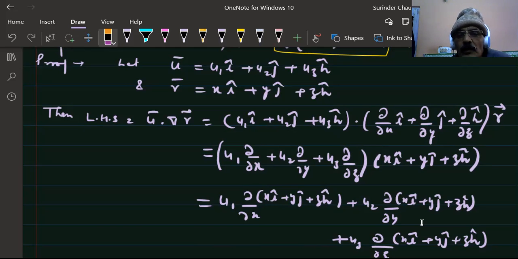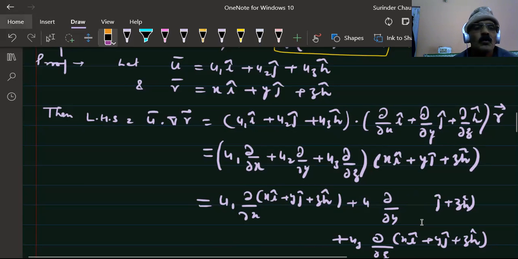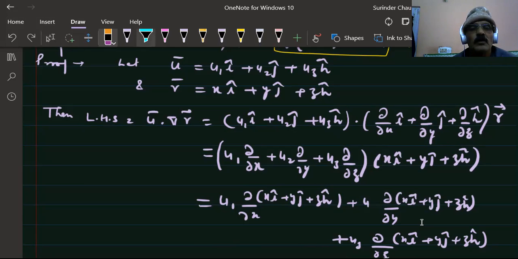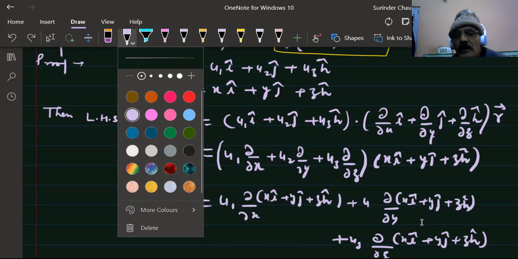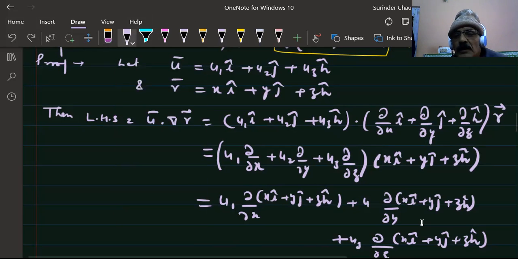Now r vector, this vector gradient. This is del u. This is not a gradient now. This is a u vector: u1 del r by del x, u2 del r by del y, and similarly u3 del r by del z.